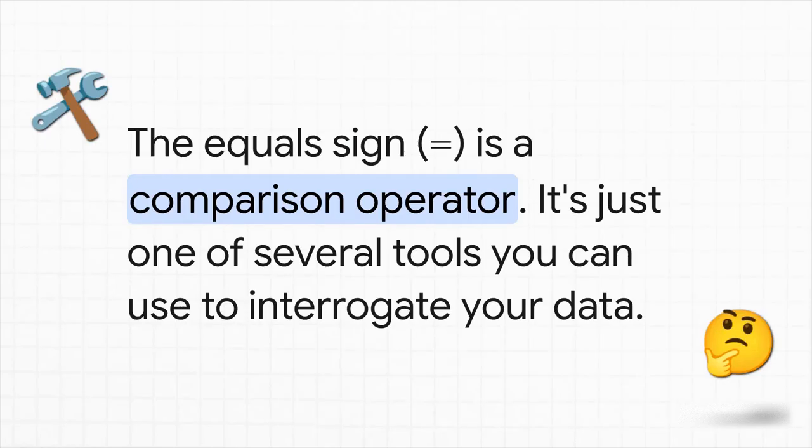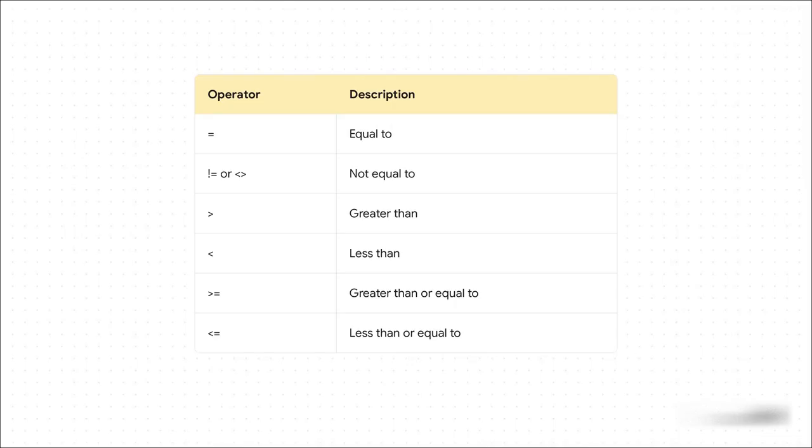So that equals sign we just used, that's called a comparison operator. And it's just one of the basic tools, or interrogation techniques, you have in your detective bag. So here's your main toolkit. You've got your basic equals. But you can also check if something is not equal using the exclamation point equals, and then of course you've got all your standard number comparisons. Greater than, less than, greater than or equal to, and so on. These little symbols are the building blocks for asking really specific questions.